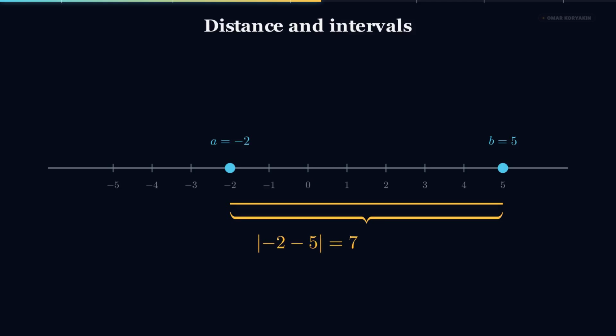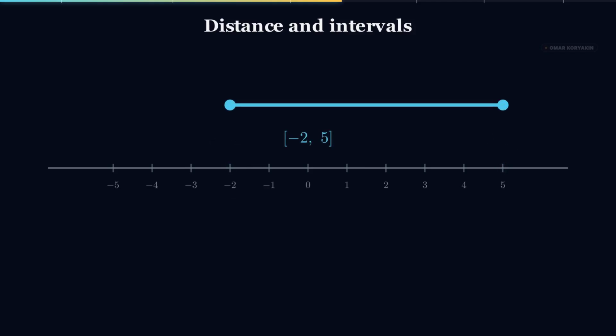The distance is the absolute value of negative 2 minus 5, which equals the absolute value of negative 7, which equals 7. The yellow label below the brace reads vertical bar, negative 2 minus 5 vertical bar equals 7. The 2 numbers are 7 units apart. The same answer comes out if you reverse the order. The absolute value of 5 minus negative 2 again equals 7. Distance is always positive, no matter which direction you measure it from.